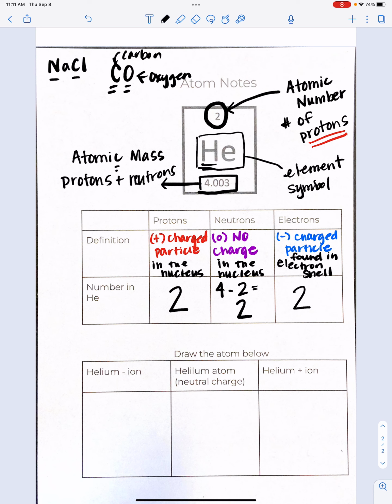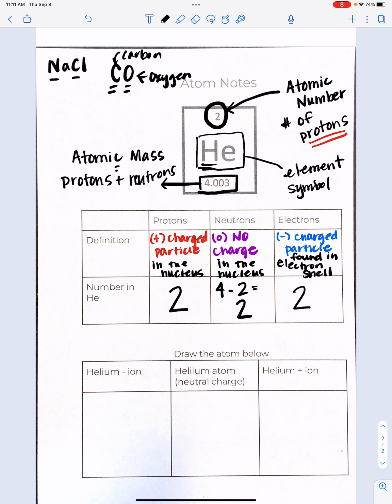Okay, moving on to really thinking about drawing an atom. I want you to pause the video after I'm done explaining this, and think about how you could draw a neutrally charged atom. So you know how many protons, neutrons, and electrons are in there. I want you to draw what that would look like based on what you learned last class.